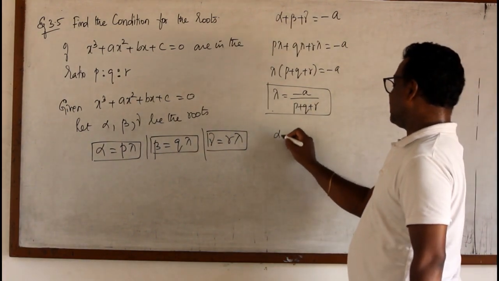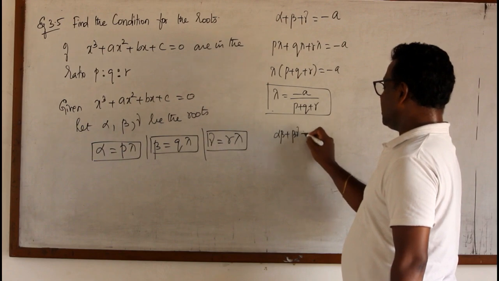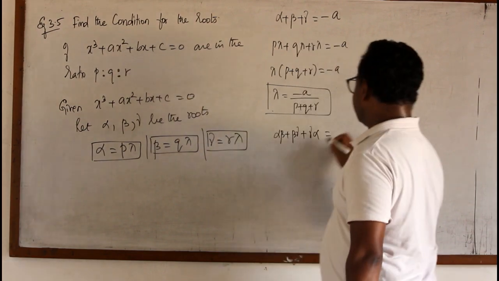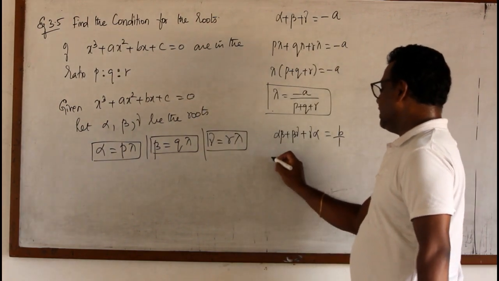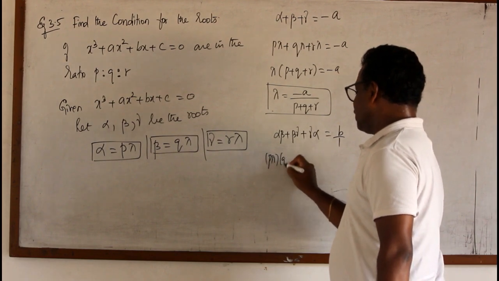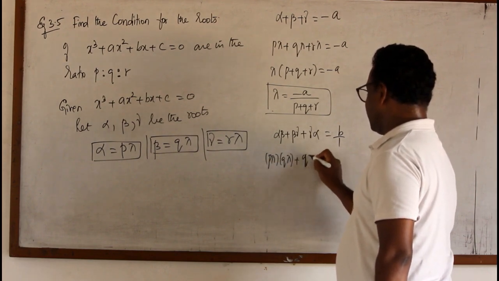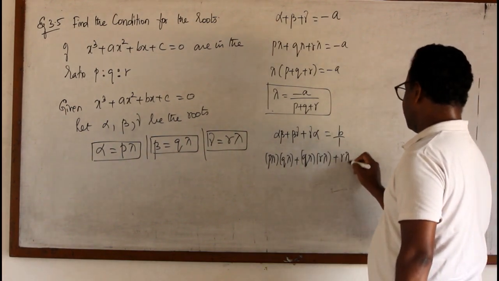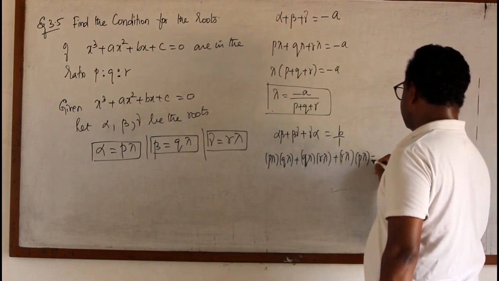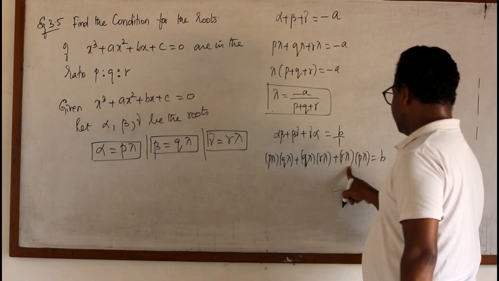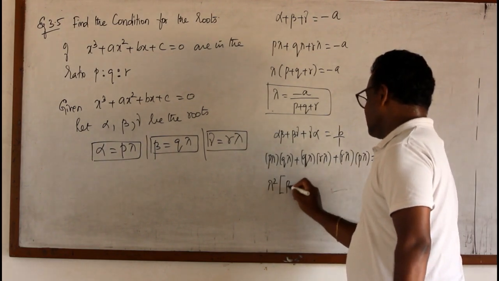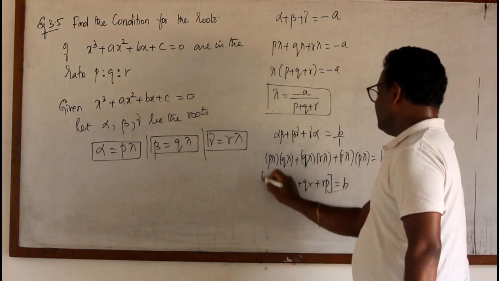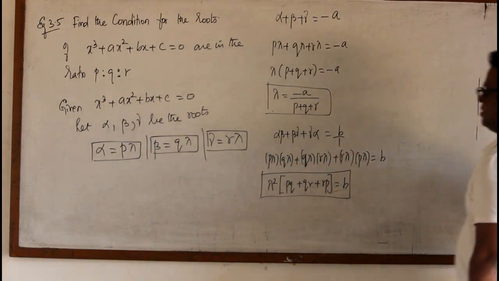Similarly, the sum of the products of two roots, alpha beta, beta gamma, gamma alpha, is c by a, here it is b by 1. Therefore, instead of alpha beta we write p lambda into q lambda, similarly q lambda into r lambda and r lambda into p lambda. Lambda square is common, so it is pq plus qr plus rp lambda square equal to b. We shall have this one. If it is needed, we shall use this.